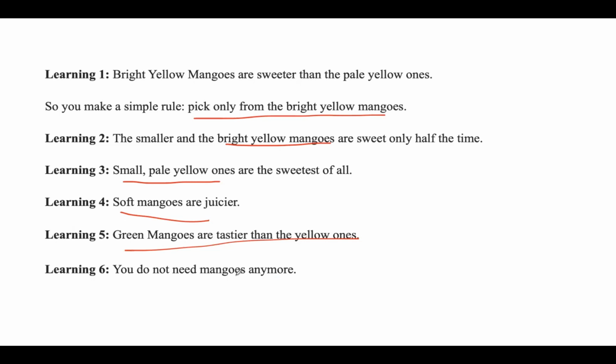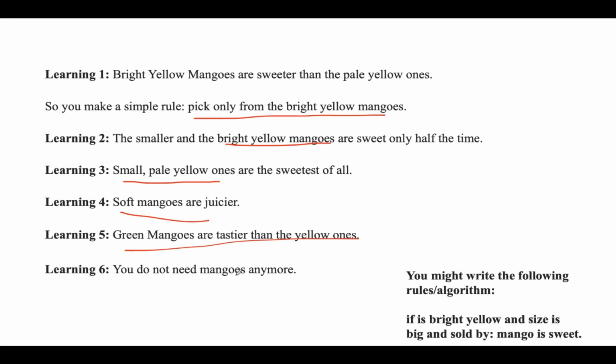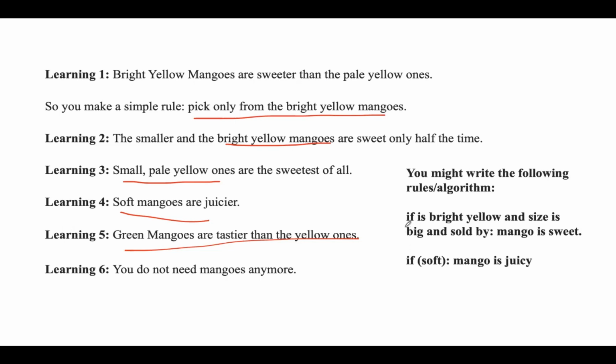Okay, so what if you have to write code for this? As a human writing code, imagine that you were asked to write a computer program to choose your mangoes or oranges. So you might write the following rules: if it is bright and the size is big and sold by a certain vendor, then we conclude that the mango is sweet. If the mango is soft, then we conclude that the mango is juicy. In this way we are writing rules or algorithms. So you would use these rules to choose the mangoes.